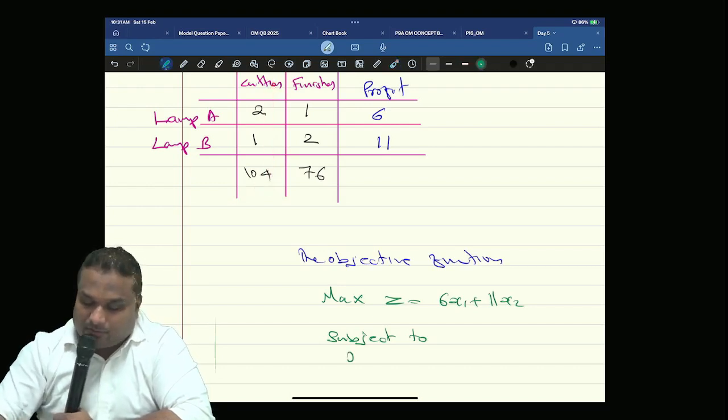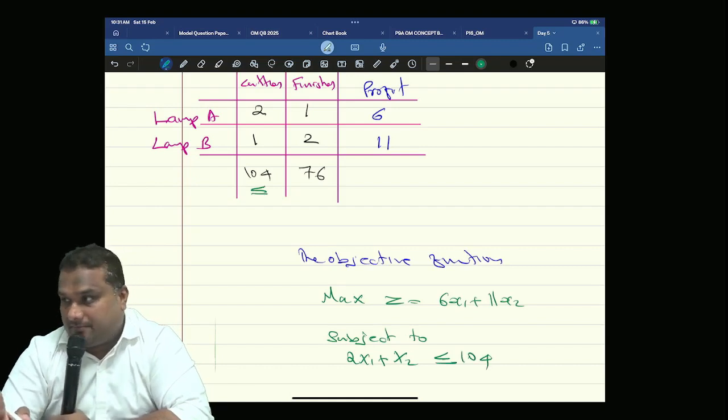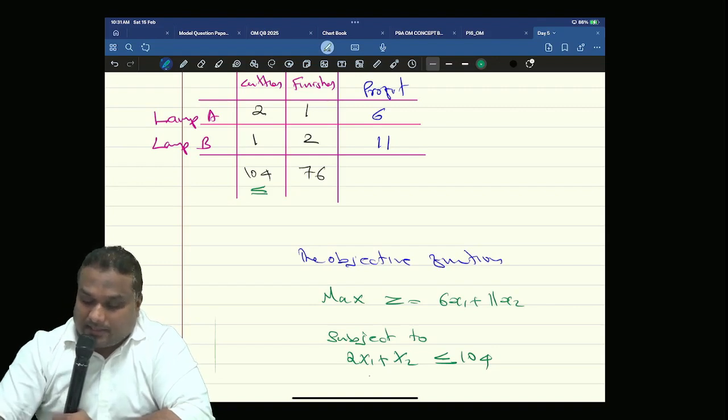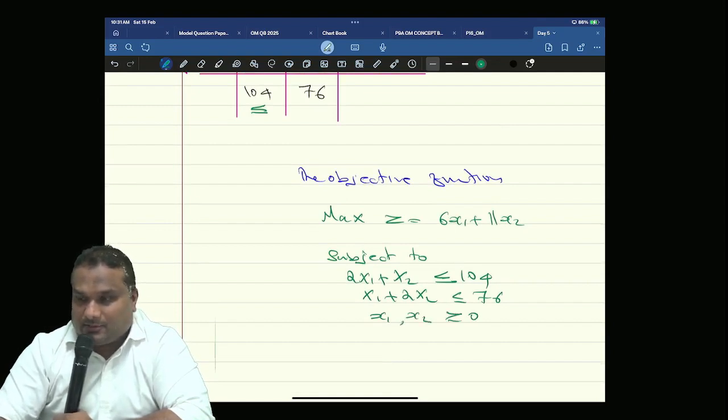Tell me, 2x1 plus x2 less than or equal to 104, because this is the maximum available time. You cannot use more than 104; you can use only less than or equal to 104. Correct? Next is x1 plus 2x2 less than or equal to 76. Finally, x1, x2 greater than or equal to 0.